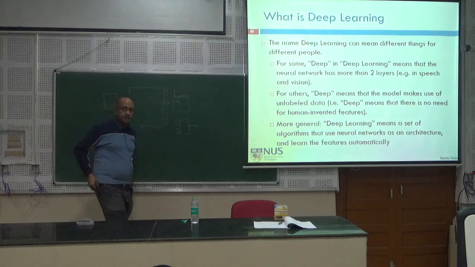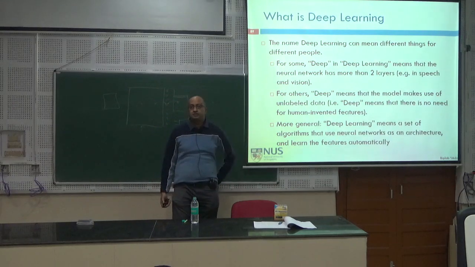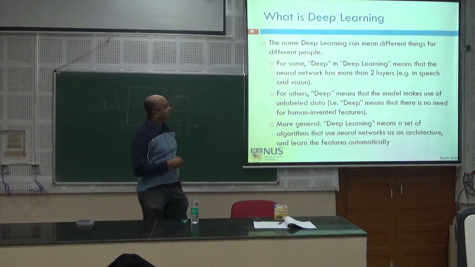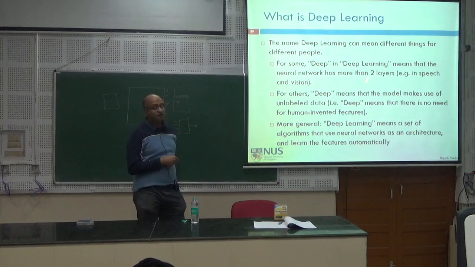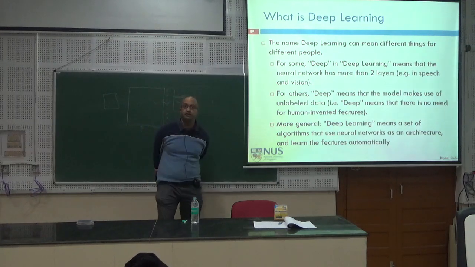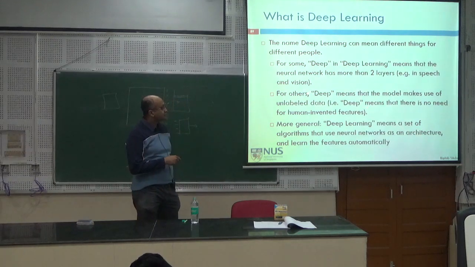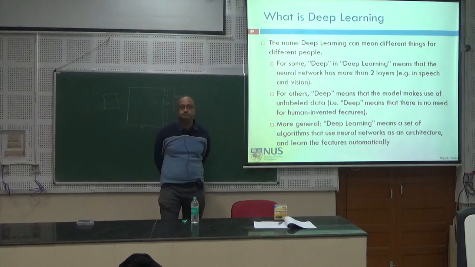So what is deep learning, right? If you ask different people, they will give you different answers. As to what is deep learning, some people will say that deep learning means that it has more than 2 layers. It has many, many hidden layers. Right? They will say, okay, that's the deep learning. That's one definition. For others, the deep means that now you can make use of unlabeled data.